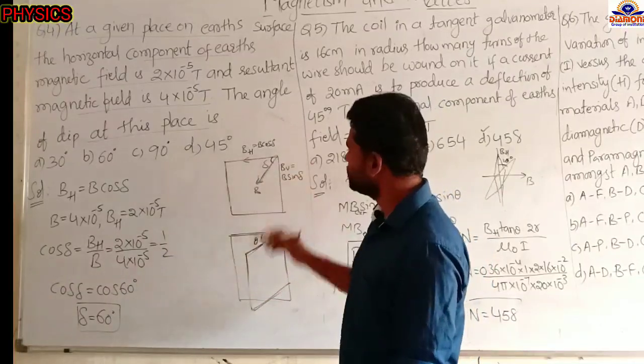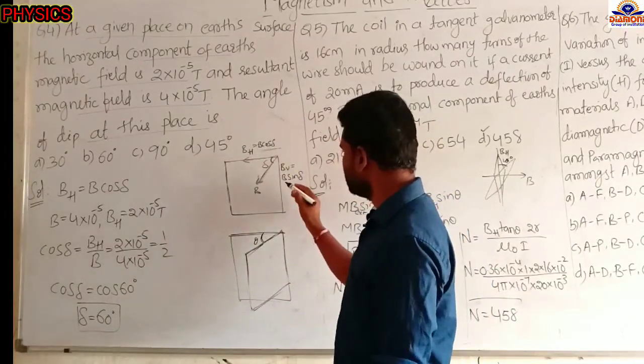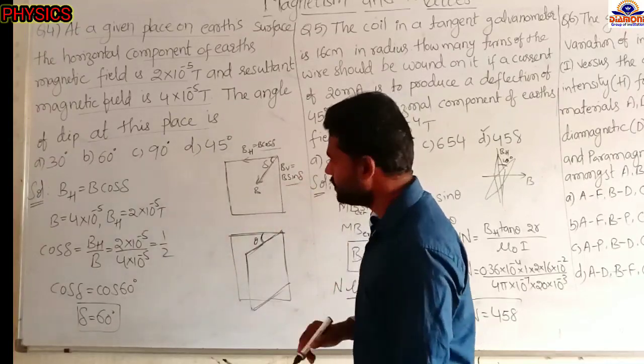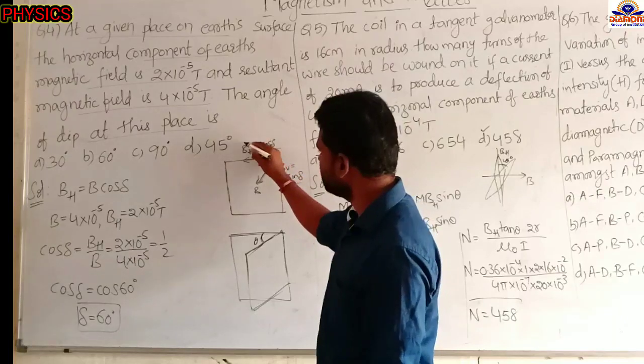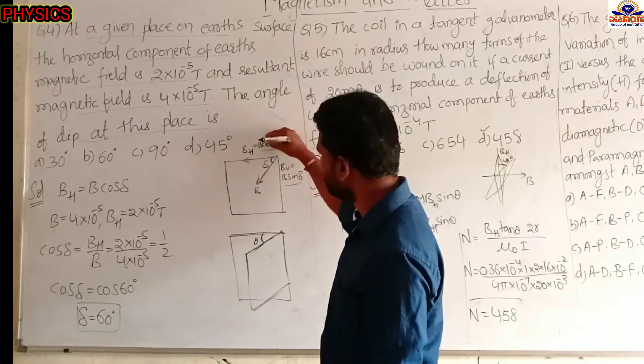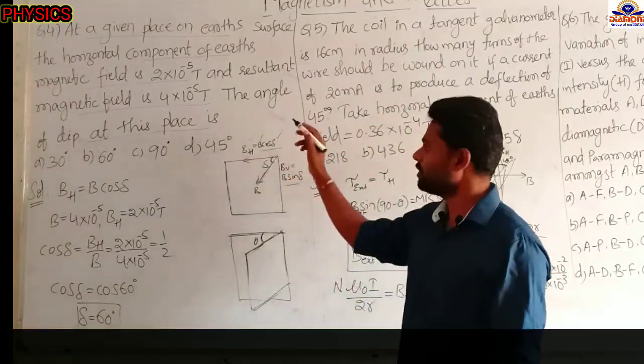From this we can write BH equals B cos delta and BV equals B sin delta. They have given the horizontal component of the magnetic field and the resultant magnetic field, and they are asking for the angle of dip. So using this formula we will get it.